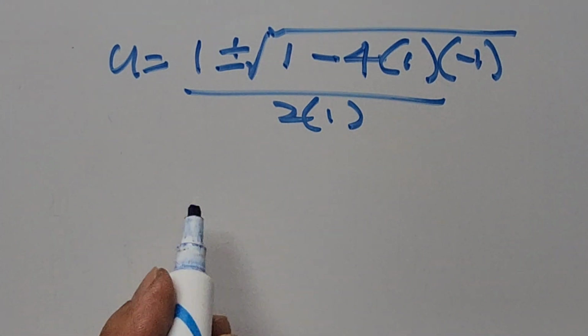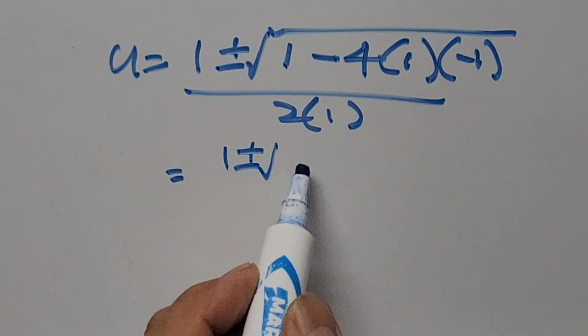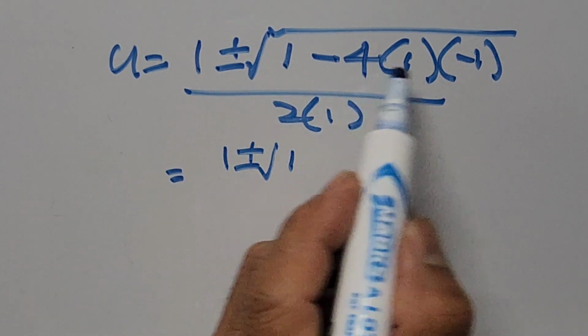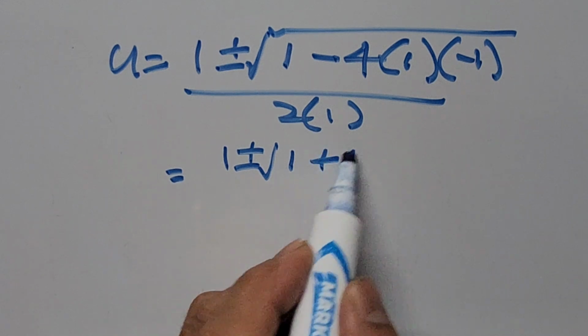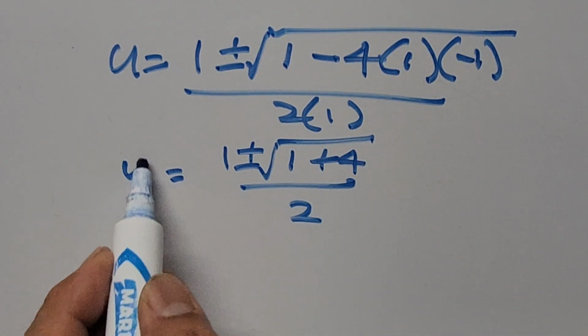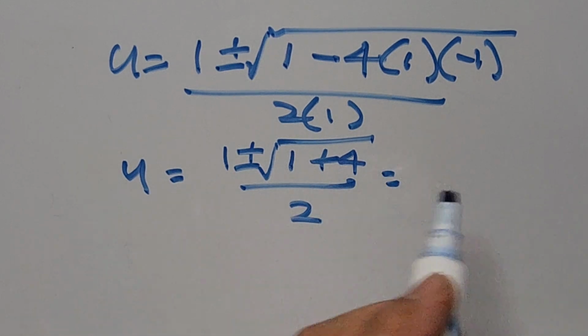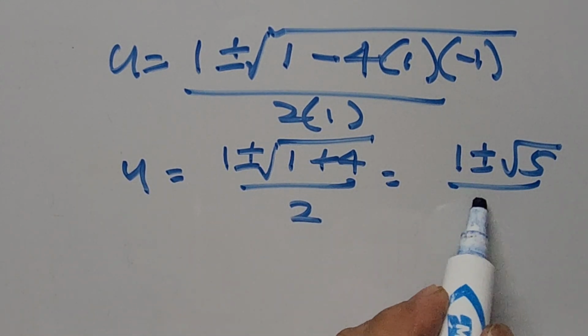A is 1. This is equal to 1 plus or minus the square root of 1, 4 times -1, that's -1 over here, and this is negative, so positive 4, so plus 4, divided by 2 times 1 is 2. And this is equal to 1 plus or minus the square root of 5 divided by 2.